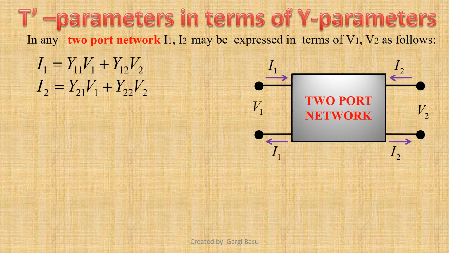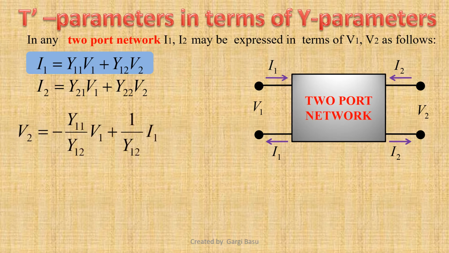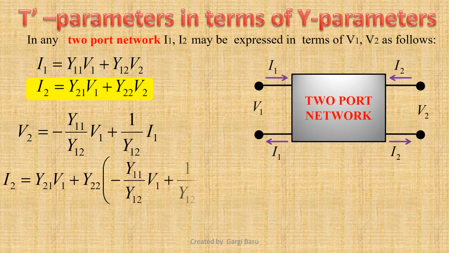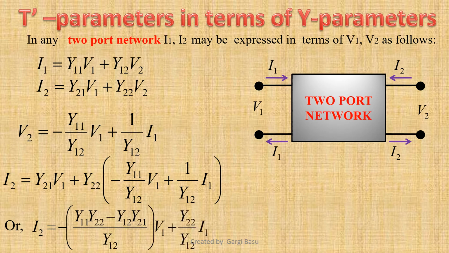By rearranging equation number 1, we can write V2 equals minus Y11 by Y12 times V1 plus 1 upon Y12 times I1. Using this expression in equation number 2, we can write I2 equals Y21 V1 plus Y22 into minus Y11 by Y12 times V1 plus 1 upon Y12 times I1. Rearranging this equation, we get I2 equals minus Y11 Y22 minus Y12 Y21 divided by Y12 times V1 plus Y22 by Y12 times I1.